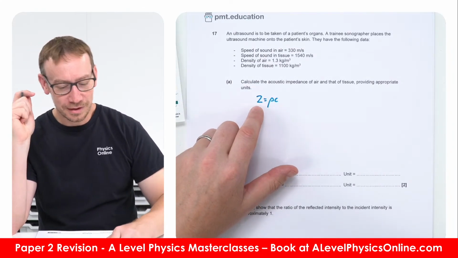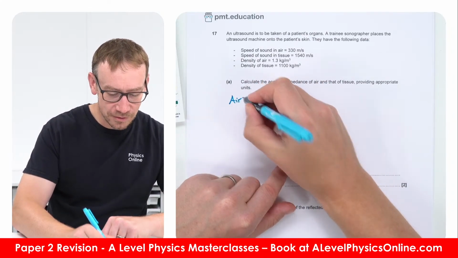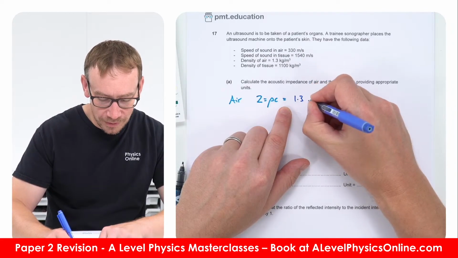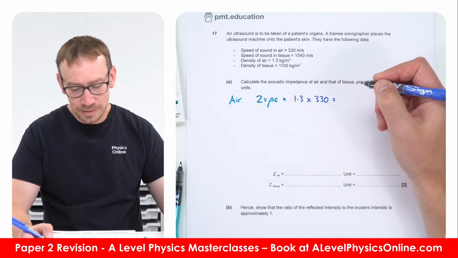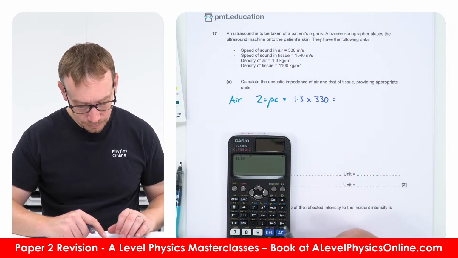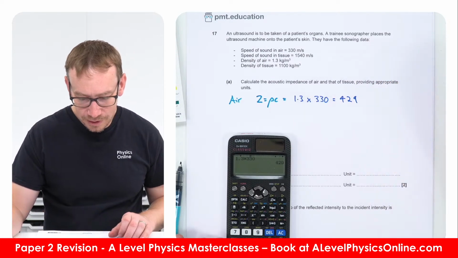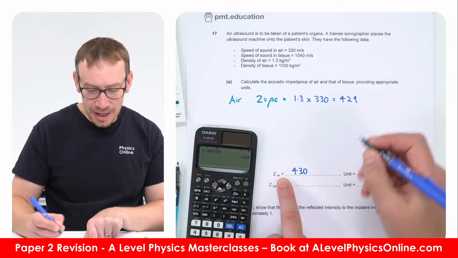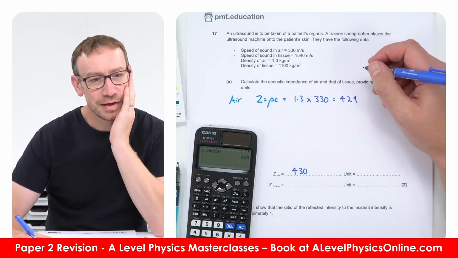So if we want to look at this, we can just look at the density of the material. So let's do air first of all. That's going to be the density of air, so 1.3 times the speed of sound in the air, 330. And that's going to be 429. So for air, I'm going to say 430. And of course the units, if you can't remember, which is something that you probably wouldn't remember.